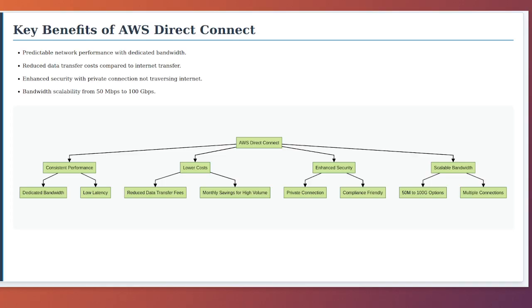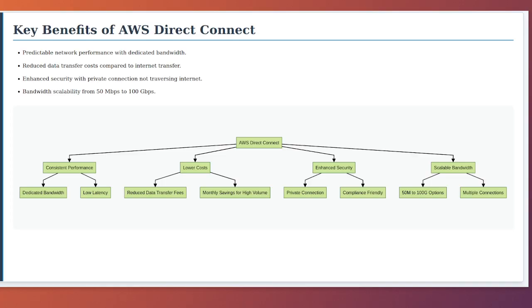First and foremost is predictable network performance. When you connect to AWS over the Internet, you're sharing bandwidth with countless other users, and your traffic might take different paths each time. This leads to variable latency and throughput.